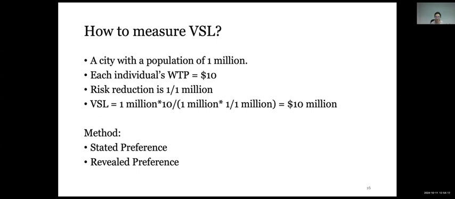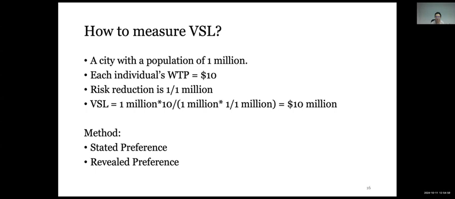Now we know what the value of statistical life is. How do we actually measure it? Let's take a very easy example. Assume a city has a population of 1 million people, and each individual is willing to pay $10 for a policy that can reduce their mortality risk by 1 in a million. How do we estimate the value of statistical life? If everyone's willingness to pay is $10 and we have 1 million people in this city, the mayor can collect $10 million to implement this policy.